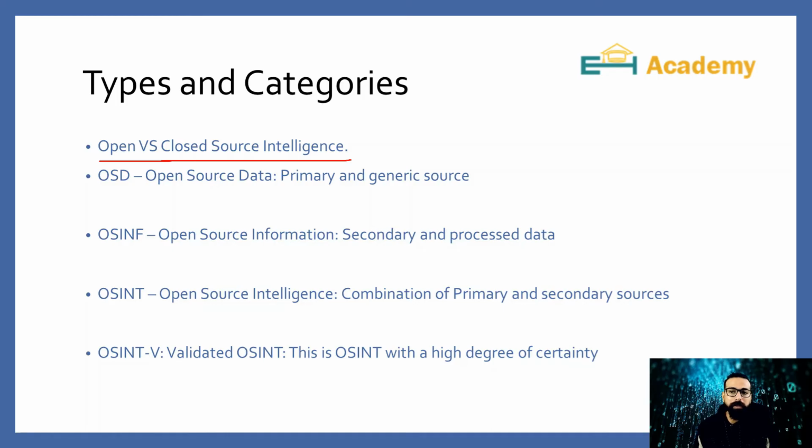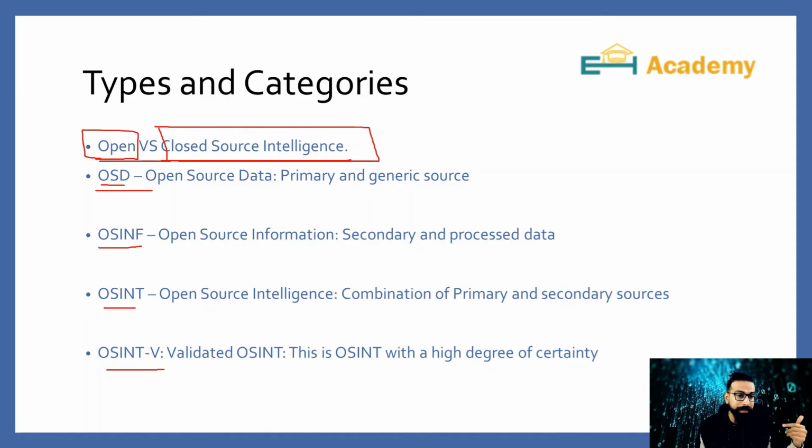Since we are not talking about closed source intelligence in this course, let's just skip it and focus on open source intelligence. Typically there are four categories of open information and intelligence. The first one is open source data. This is generic data coming from a primary source, for example, satellite images, telephone call data, and metadata, data sets, survey data, photographs, and audio or video recordings that have recorded an event.